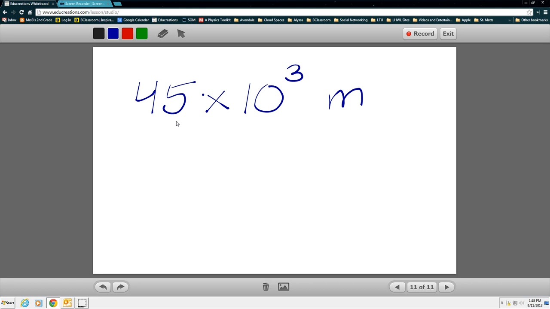So we have to move the decimal. We're going to have to move the decimal. But in doing so, what do we have to change? Let's say we're going to move the decimal one place, okay. But then what do we have to change? Yeah, we have to change the exponent.